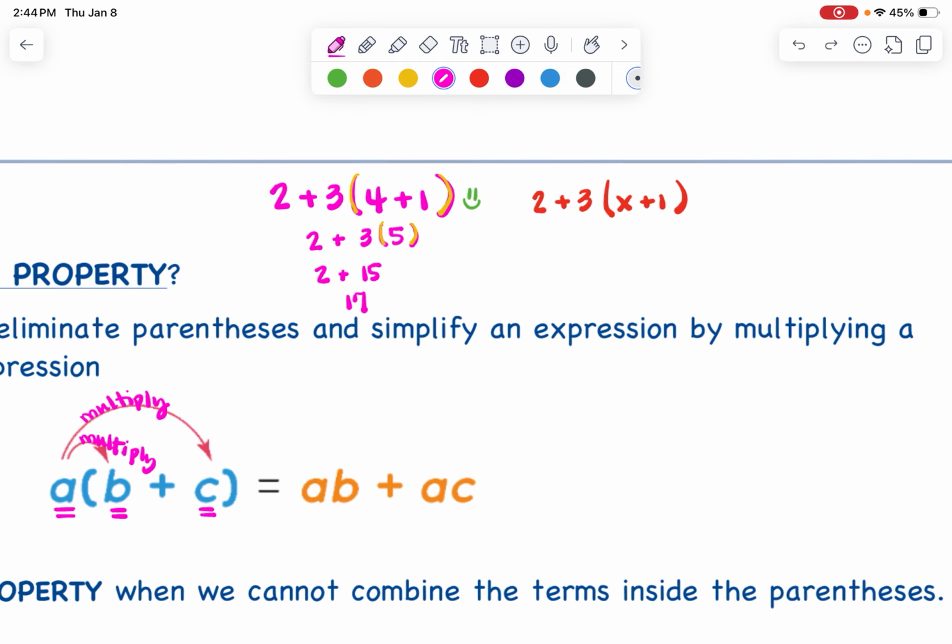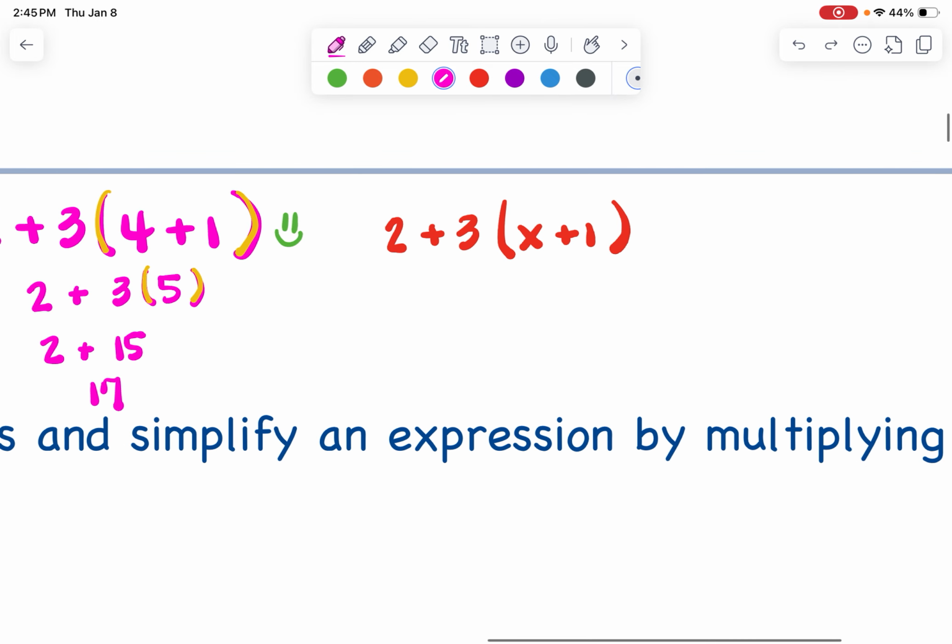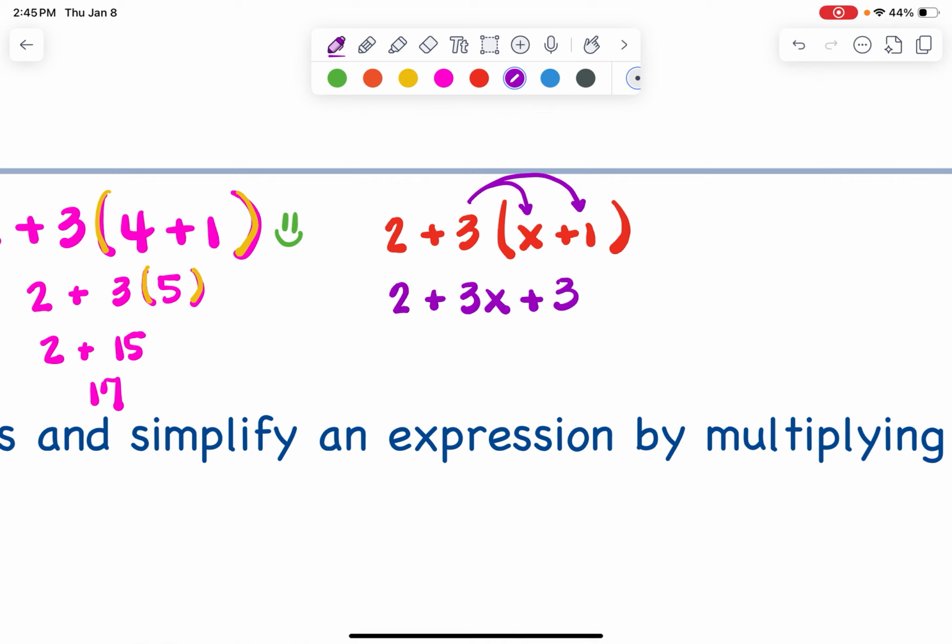I'm just going to go back up here really quick so you can see how this would work in reality. If I saw this problem, I'm like, oh, I can't do anything with x plus 1. So the only way I'm going to be able to get rid of these parentheses is to take that 3 multiplier and multiply everybody inside the parentheses by that 3. So 3 times x gives me 3x because we just shove it together. And then 3 times 1 is positive 3. And then I can just bring down that 2 hanging on the outside.